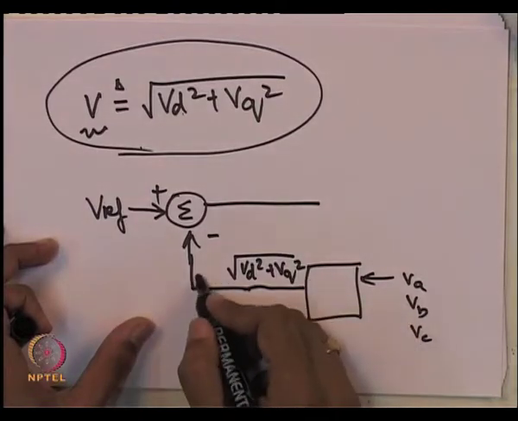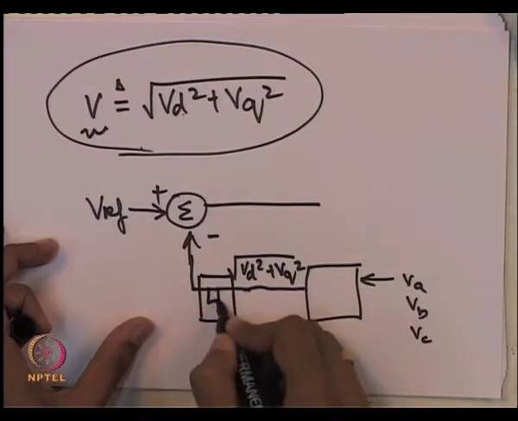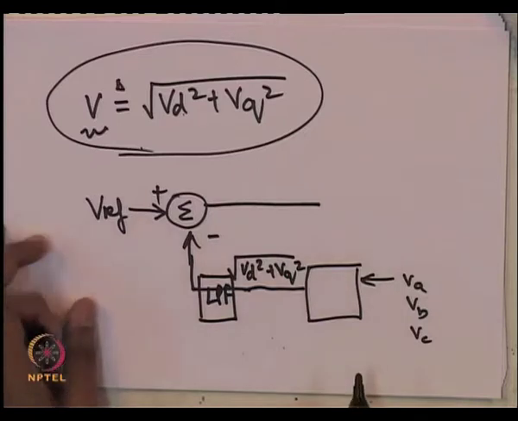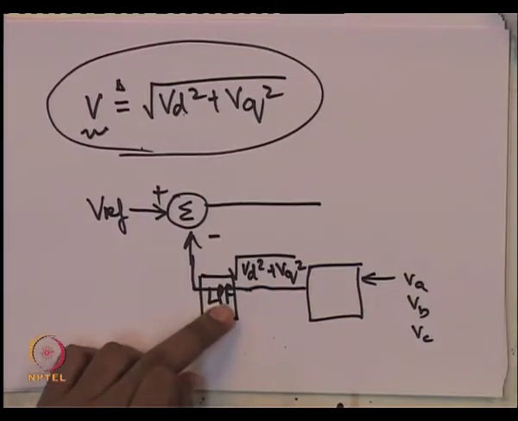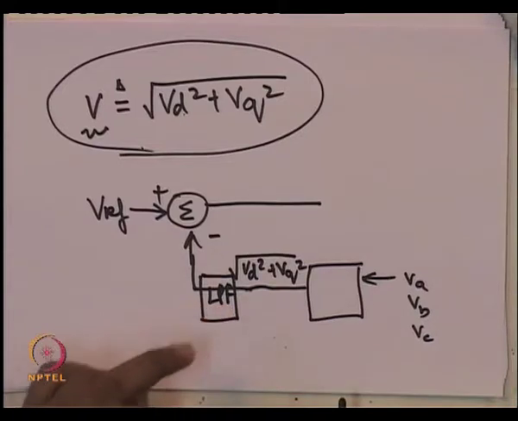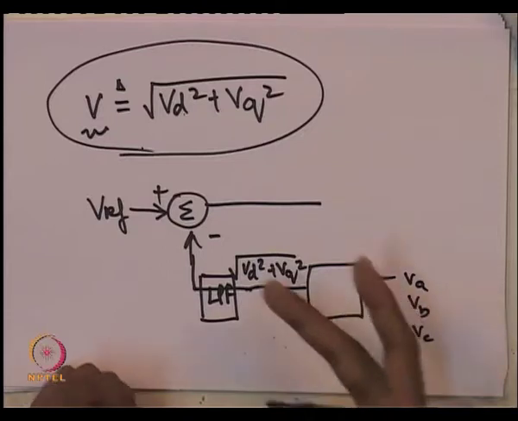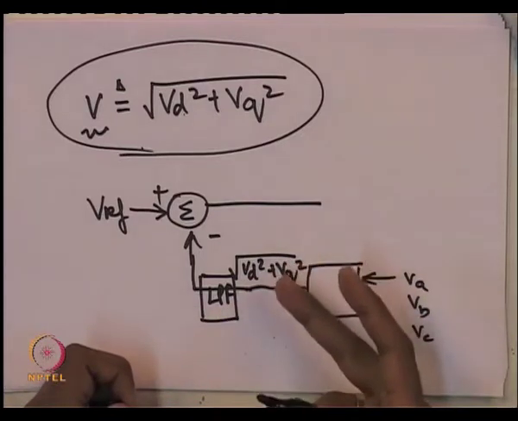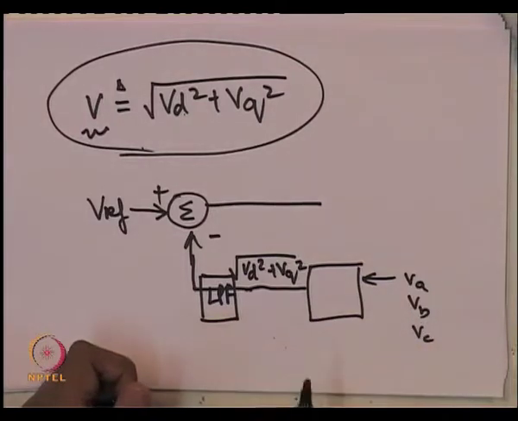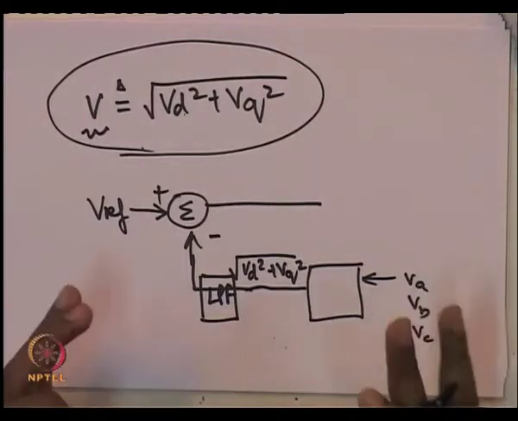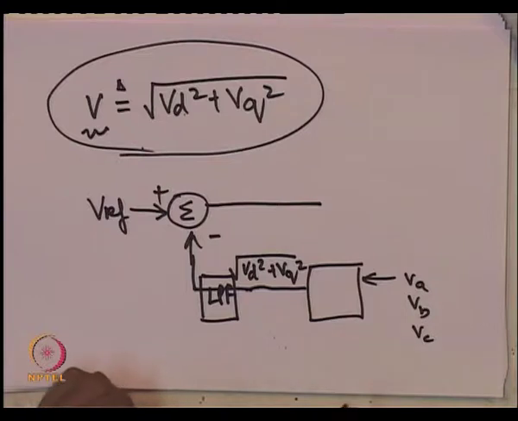Normally, we will not use this without any kind of filtering. We will normally pass it through some low pass filter. But this low pass filter would be basically designed only to reject high frequency transients, not the slow transients. High frequency noise or unbalance, which will cause Vd square plus Vq square to keep varying, will be removed by this low pass filter. Okay. So, this is how a summing junction would look.